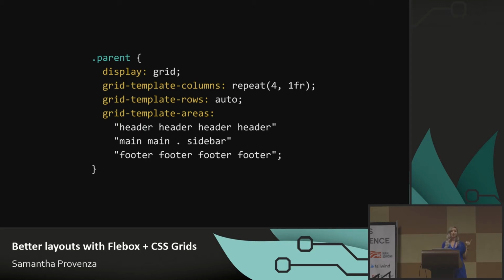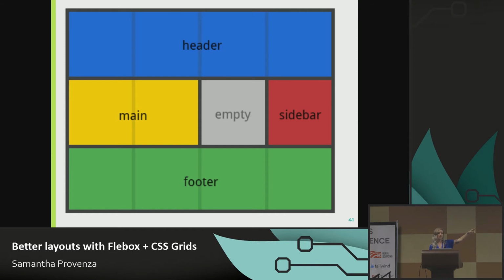You can name your sections. And it's very literal: for my first 4 columns on my first row, it's going to be header, header, header, header. That's 4 columns of header. And then you have 2 mains. The dot is actually just an empty spacer cell. And then you have a sidebar, and the footer is going to be the full footer. It's very literal, this is how we're going to do it and how we're going to name it. And that gives you this same effect. So you have the first 4 columns being the header, the second 2 main, an empty, a sidebar, and the last 4 being a footer.